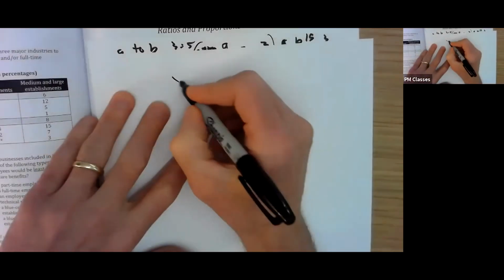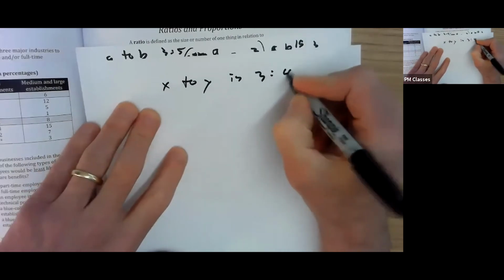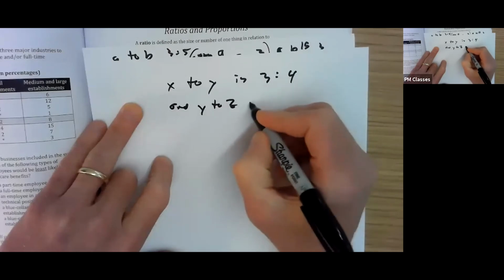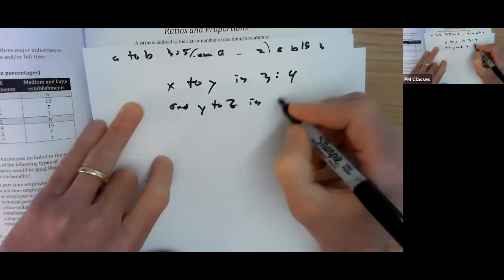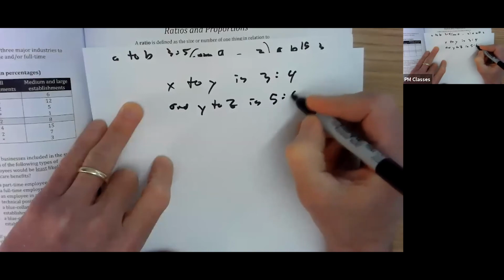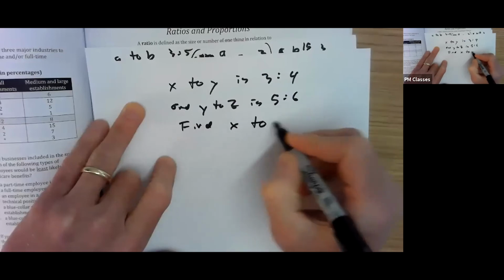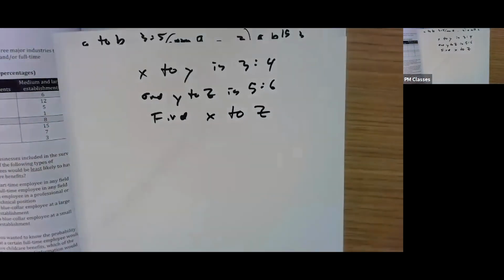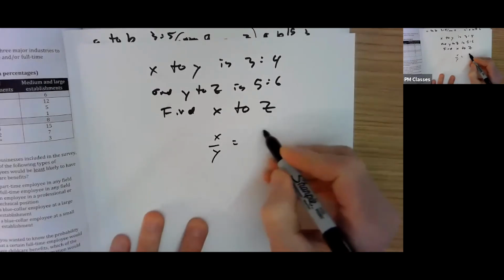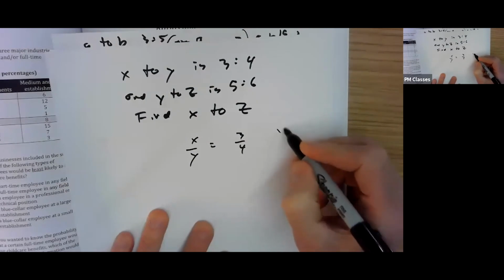Let's say X to Y is 3 to 4, and Y to Z is 5 to 6, maybe. Find X to Z. So once everyone takes a moment, try to do the same thing. We'll set this up. You guys try it by yourself for a moment, and then I'll come in and just double check everything.